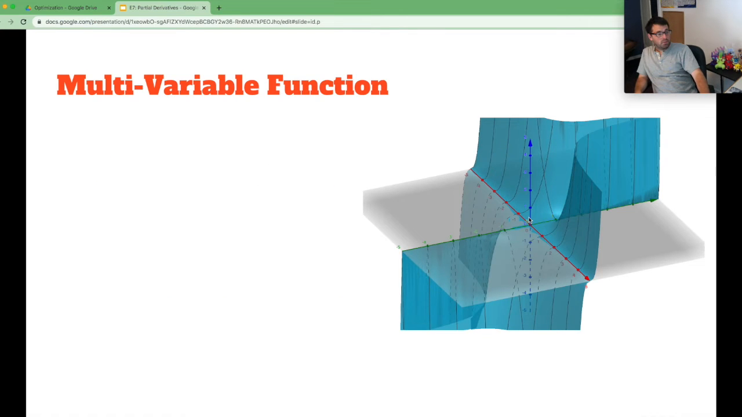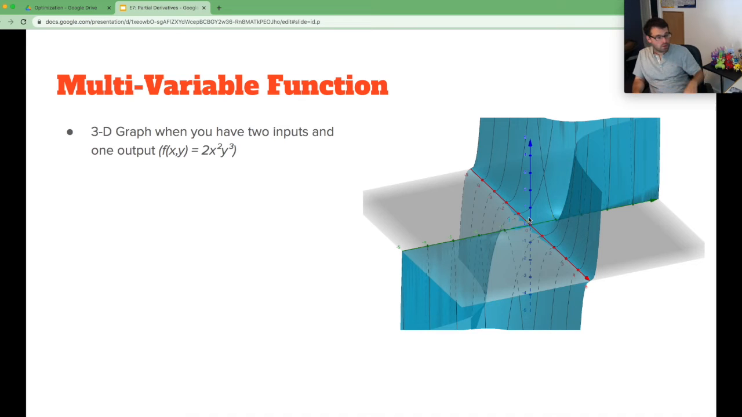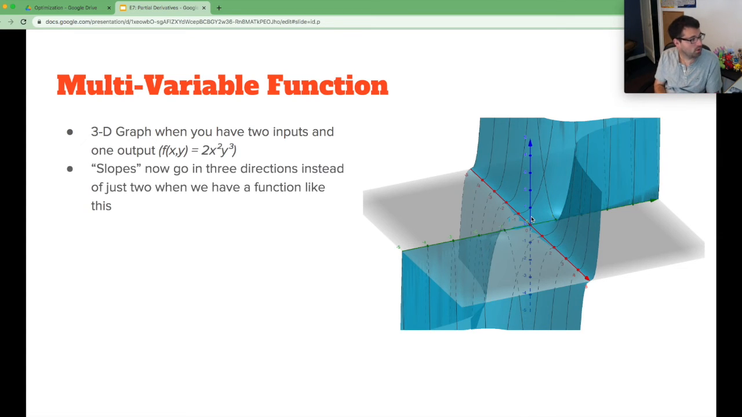So a multivariable function, when we have two variables, like I just mentioned, it creates a three-dimensional surface. Two inputs creates a 3D graph. So we could get something that looks like this when we have 2x squared y cubed. So the slopes now go in three directions instead of just rise over run. We have these three directions that everything's going.